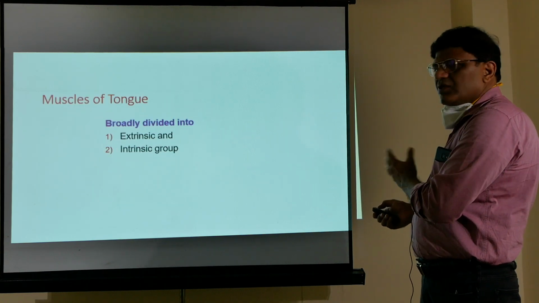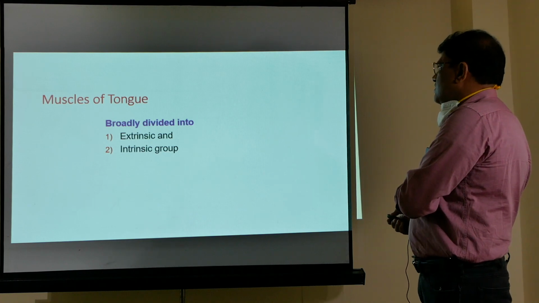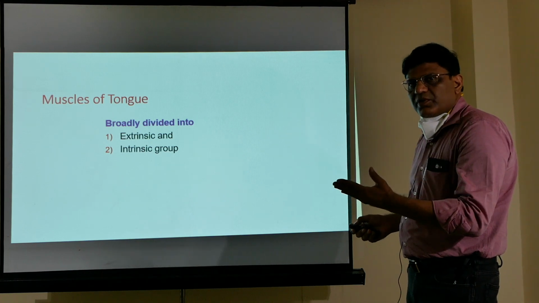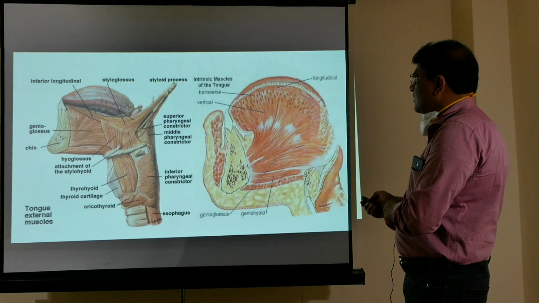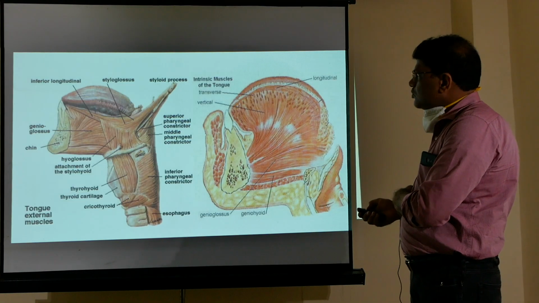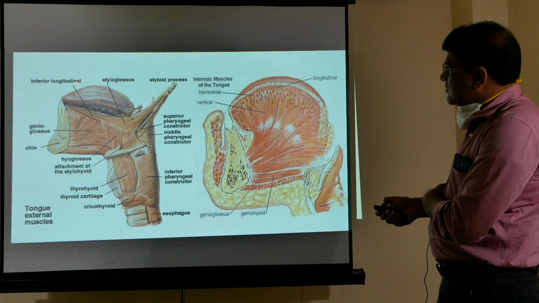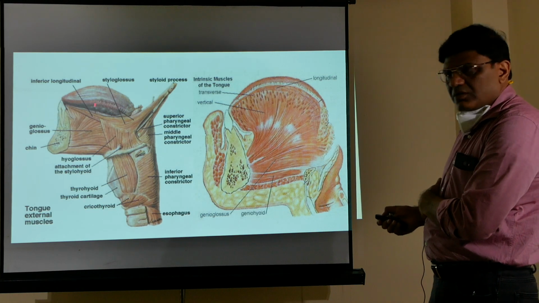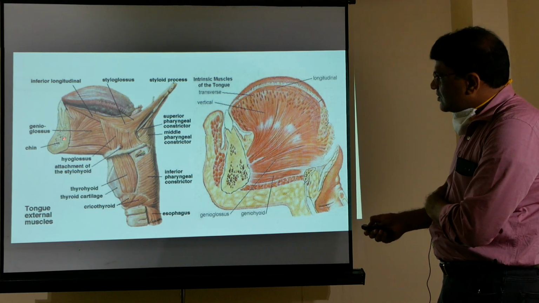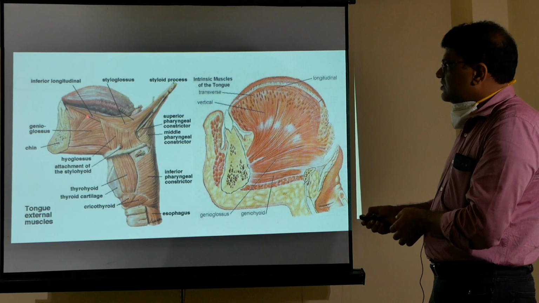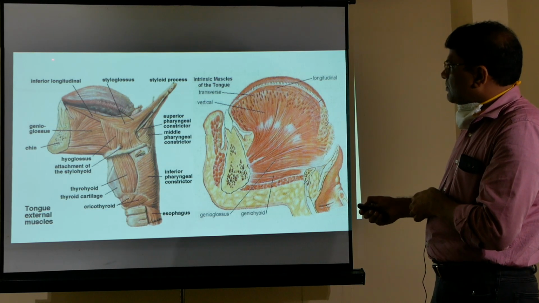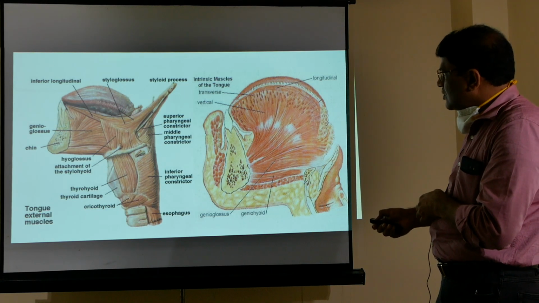Now, what are the muscles of the tongue? Broadly, these are divided into an extrinsic group and an intrinsic group. In this diagram, as you can see, this is the tongue. Got it? This is the tongue. This is the chin, our bony part. Now, if you see the muscles, this is the inferior longitudinal muscle.